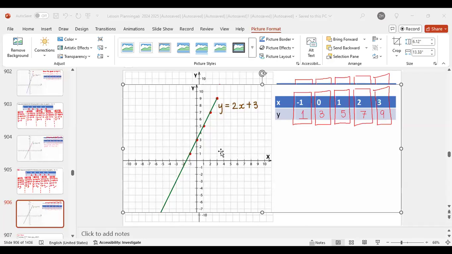Will we ever have to fill out the table from the graph, like how we fill out the graph from the table? We fill out the table first, right? Will we ever have to fill out the table from the graph instead of filling out the graph from the table? No. You always have to fill out the table first and then fill out the graph.